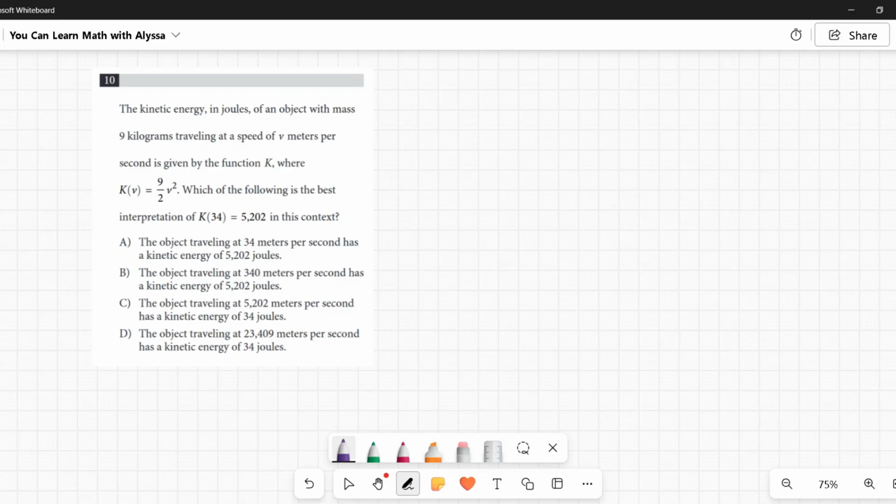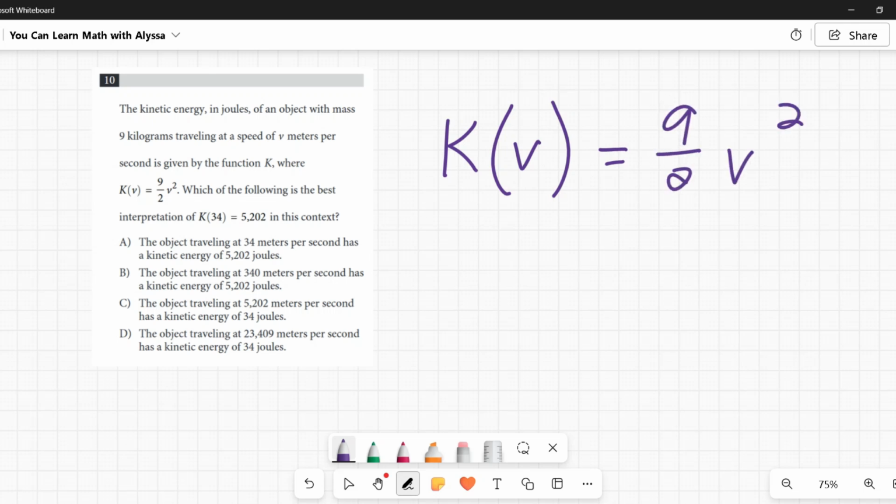Number 10, the kinetic energy in joules of an object with mass of 9 kilograms traveling at a speed of v meters per second is given by the function K, where K of v equals 9 halves v squared. Before I go any further, I'm going to write down everything that I know about this function. Okay, so K of v equals 9 halves v squared.